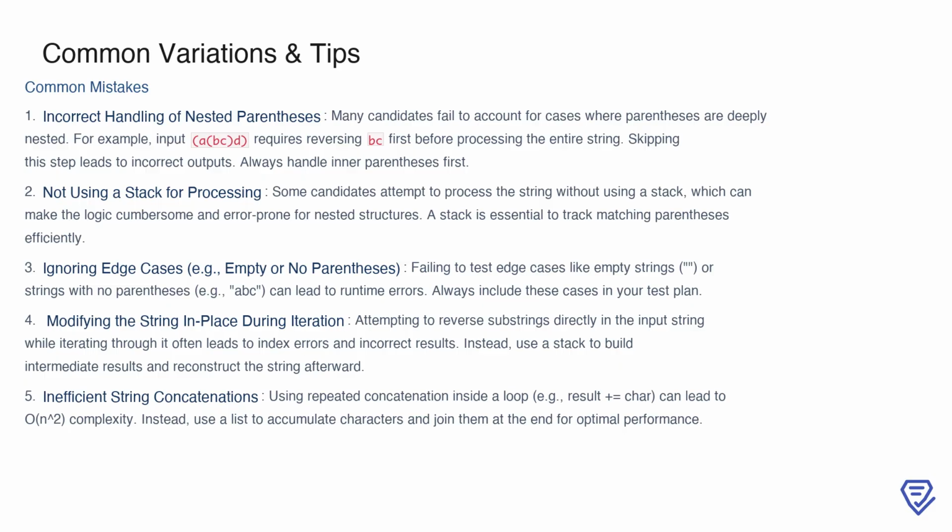Lastly, be mindful of inefficiencies in your implementation. For example, repeatedly concatenating strings within a loop can lead to poor performance due to quadratic time complexity. Using a list to accumulate characters and joining them at the end is a much more efficient approach.